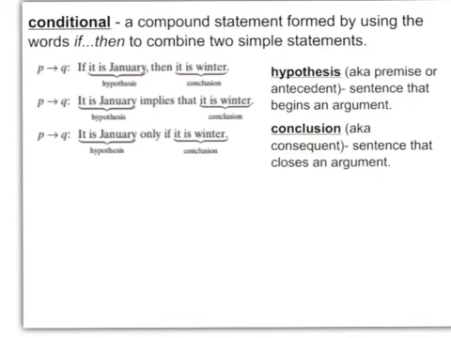P implies Q. It could be written as it is January, implies that it is winter. Again, we have our hypothesis and conclusion. And P implies Q. It is January only if it is winter. Again, hypothesis and conclusion. Keep in mind that you might sometimes get a sentence where the hypothesis and conclusion are mixed up and you'll have to write it as a conditional. You have to write it as an if-then statement, so don't let that fool you.